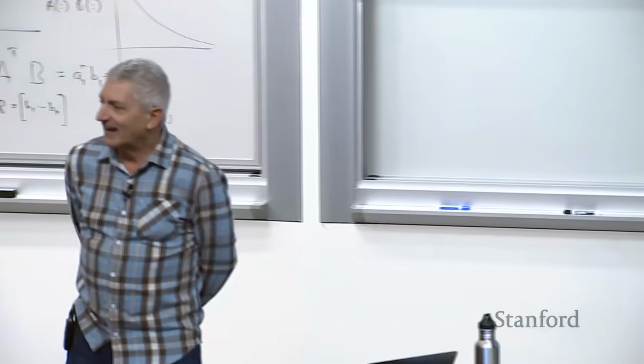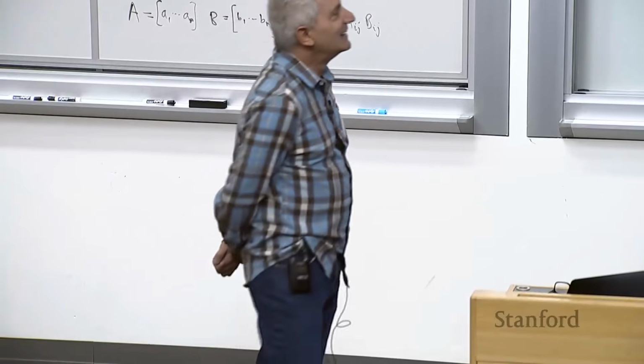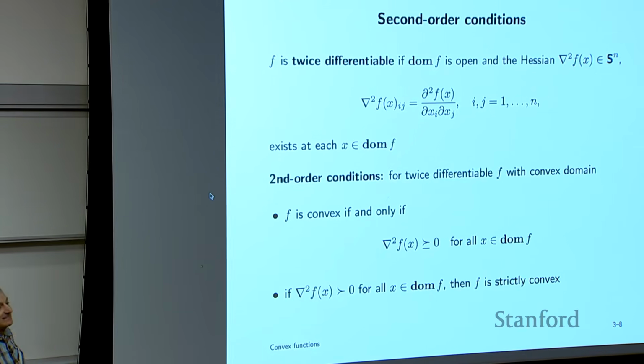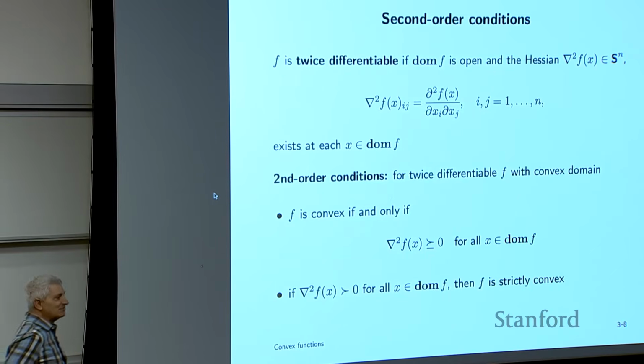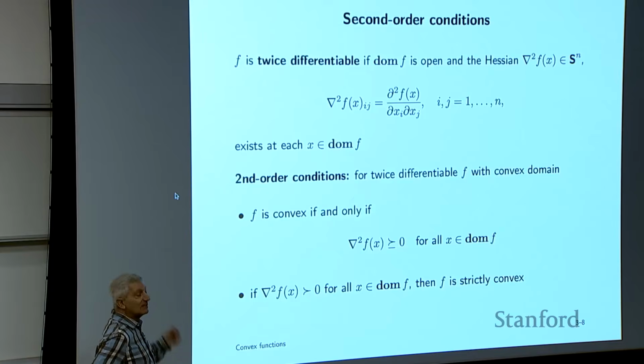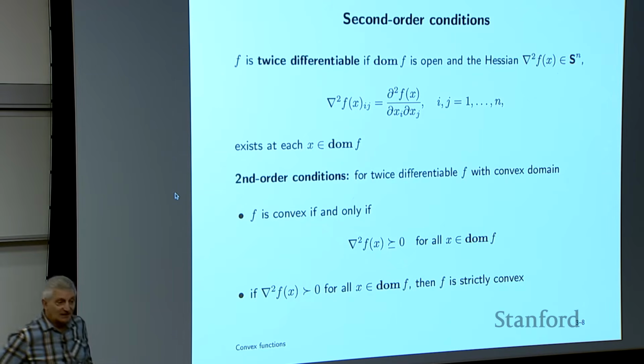Okay, next topic. Second order conditions. If a function's twice differentiable, then its Hessian is a symmetric matrix, which is the set of all partial derivatives. And these are very simple things to show. It turns out a function is convex if and only if, assuming it's twice differentiable, its Hessian has to be positive semi-definite at all points.